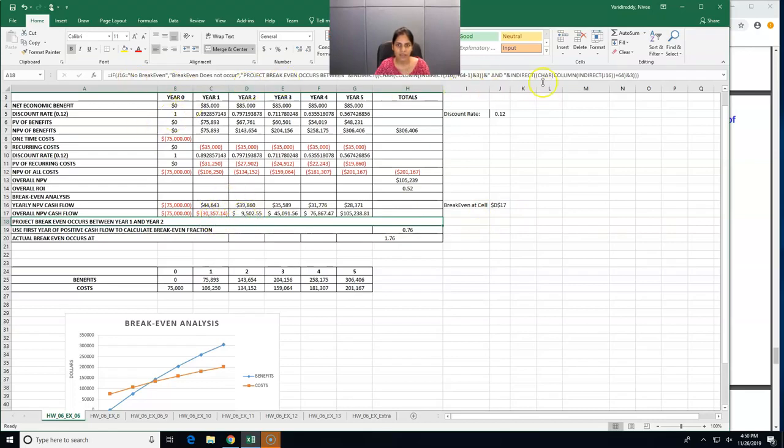Using that reference, I've arrived at another formula so that it shows that project break-even occurs between year 1 and year 2. Even this, I've just used all the basic formulas from Excel, like the INDIRECT formula for references and all, and arrived at this formula.